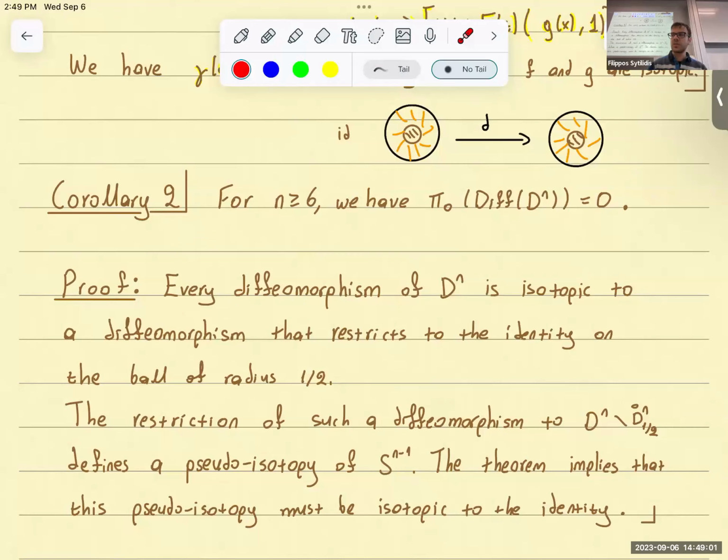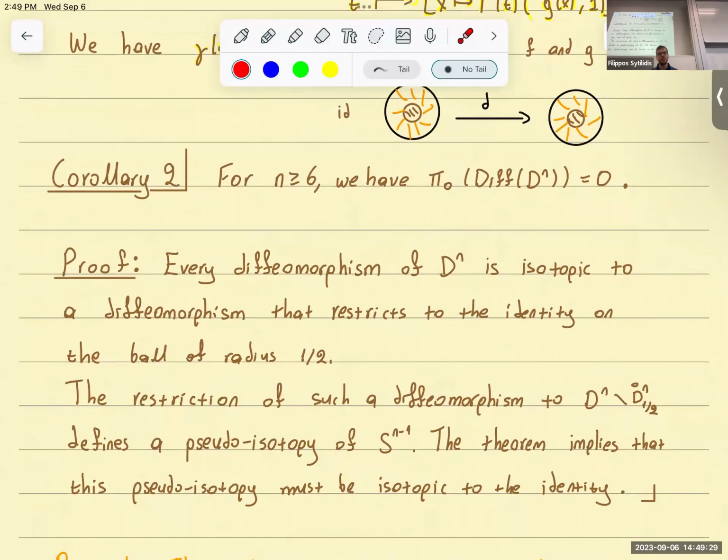What is the orange thing? The orange thing is S, the n-1 sphere, across an interval. That's what the orange thing is. And a diffeomorphism which is restricted to be the identity on the n-1 sphere across 0, that's exactly a pseudo-isotopy. So the pseudo-isotopy theorem would then imply that this pseudo-isotopy is isotopic to an isotopy.